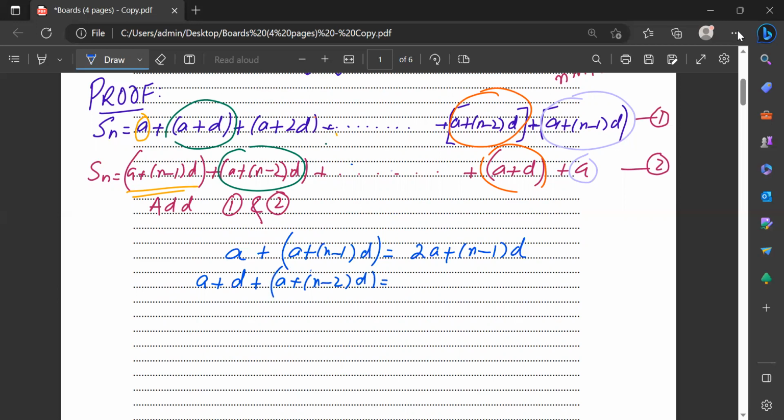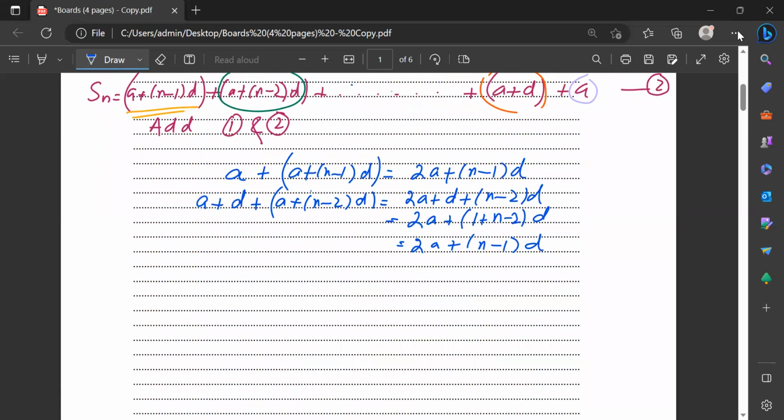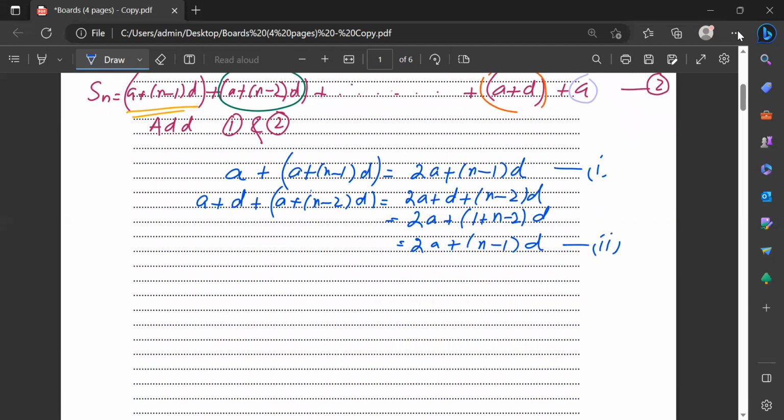So a plus a is 2a, plus d plus n minus 2 into d. I can take d common from the last two terms, so it is 1 plus n minus 2, and finally 2a plus n minus 1 into d. So I added first term to first term, second term to second term. You can mark this as 1, this as 2, and so on.